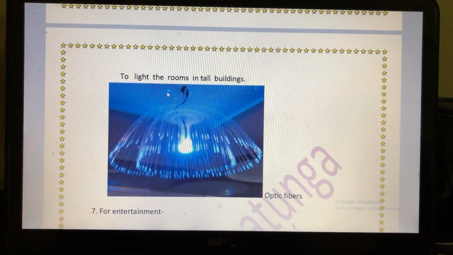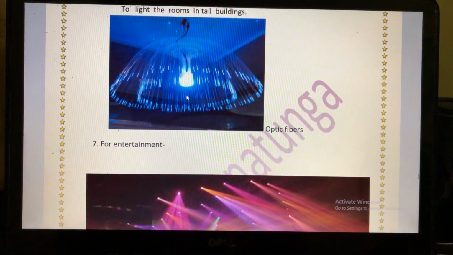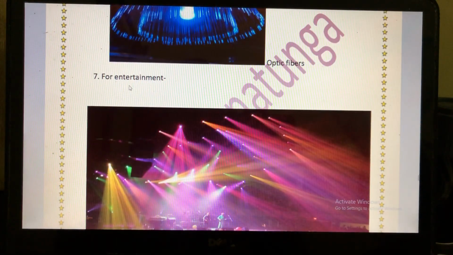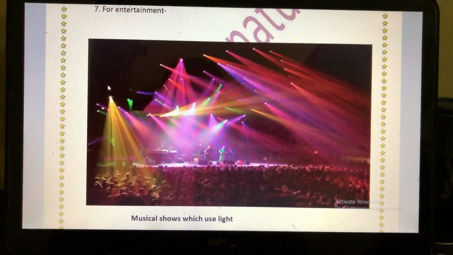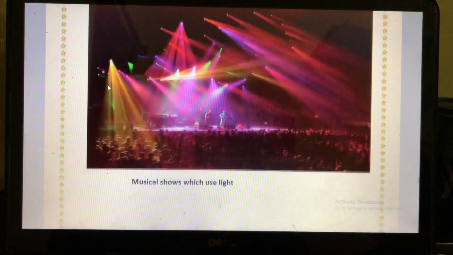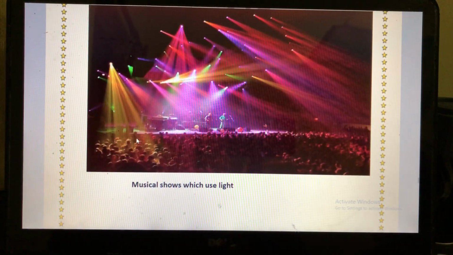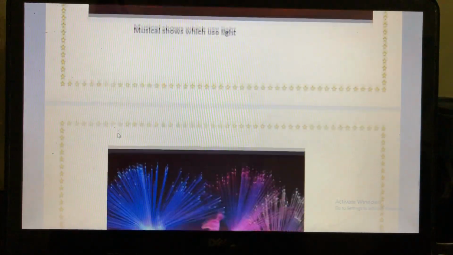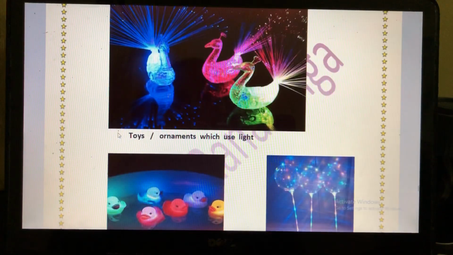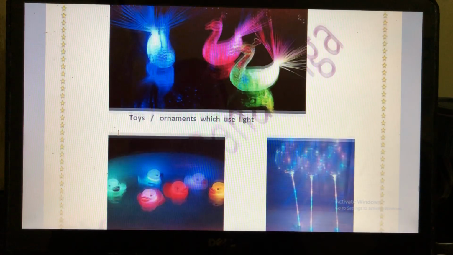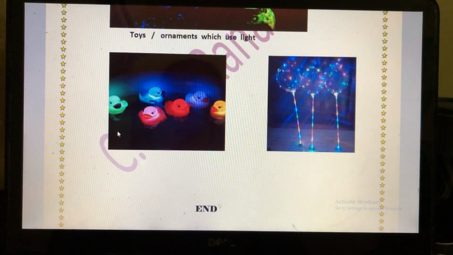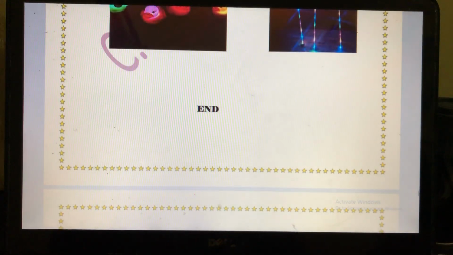To light the rooms in tall buildings, optic fibers are used, and light is used for entertainment. Here are some examples. Musical shows which use light, and toys, ornaments which use light. That is the end of the lesson.